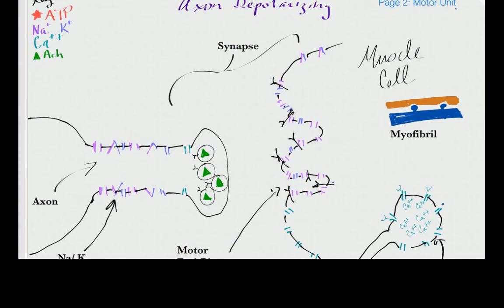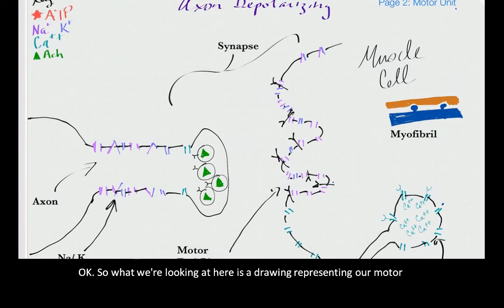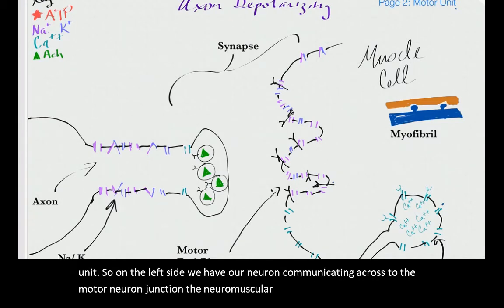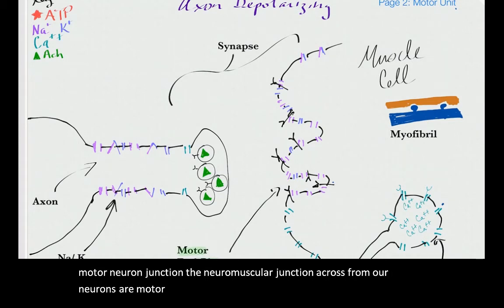Okay, so what we're looking at here is a drawing representing our motor unit. On the left side, we have our neuron communicating across the neuromuscular junction, and across from our neuron is our motor end plate. The motor end plate is where the receptor sites are going to be for the neurotransmitter.